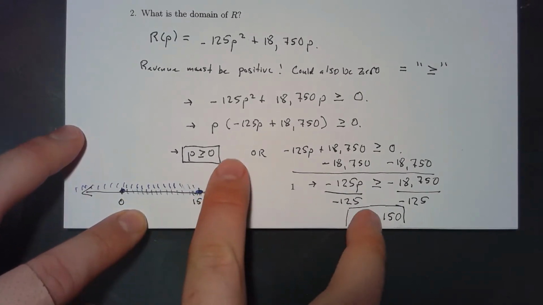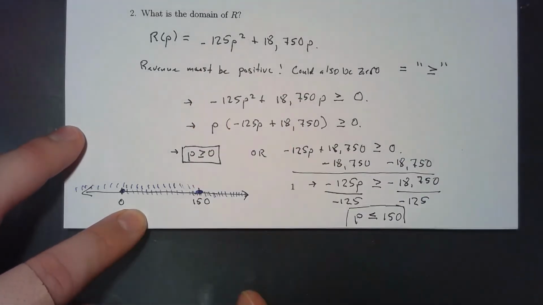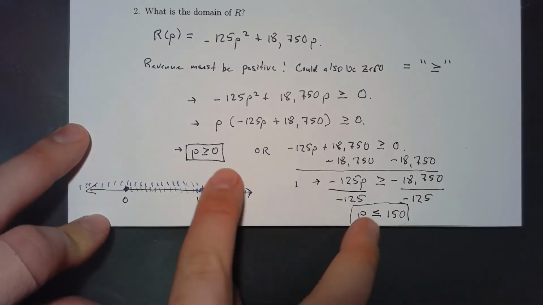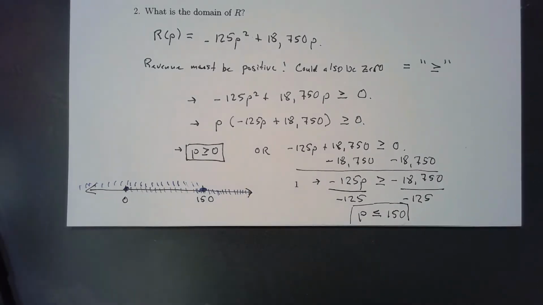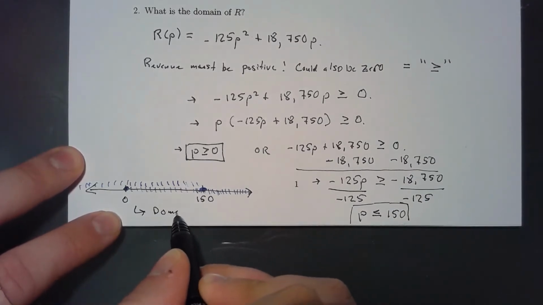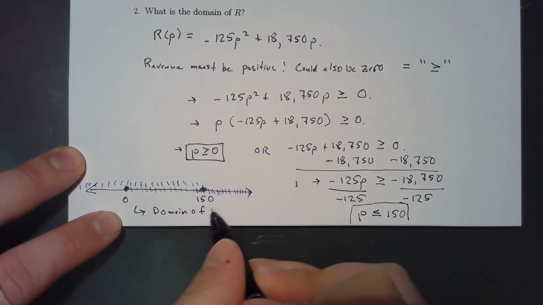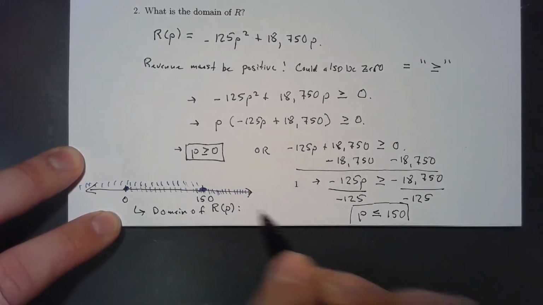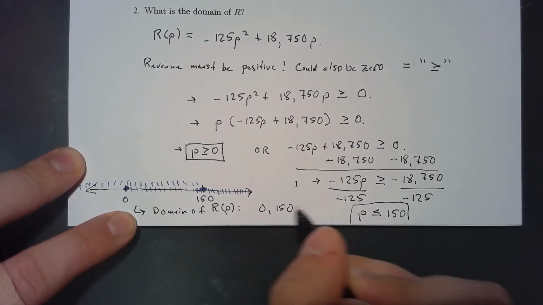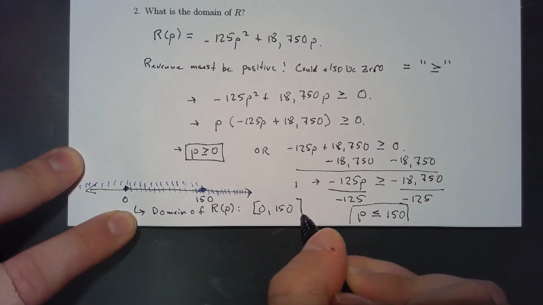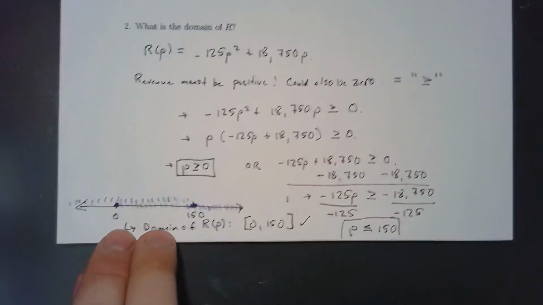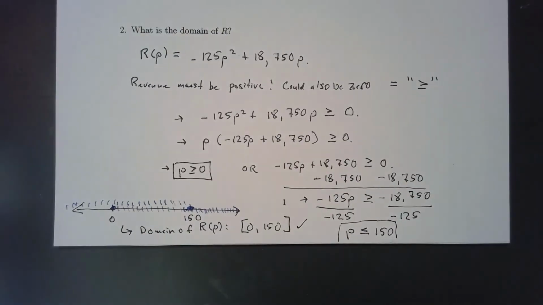That would be the domain of this function. The common area between 0 and 150 is the common area for these two inequalities. So that would be the domain of the function. So my domain of R of P, if I use inequality notation, is just 0 to 150, and those two values are included. That's it. So, yeah, a little minor change, but that is how you would do that problem.